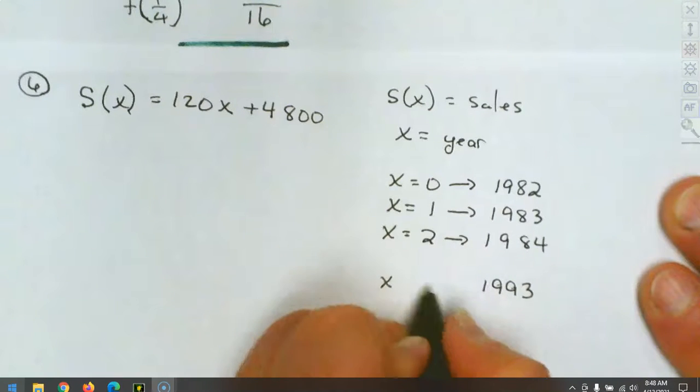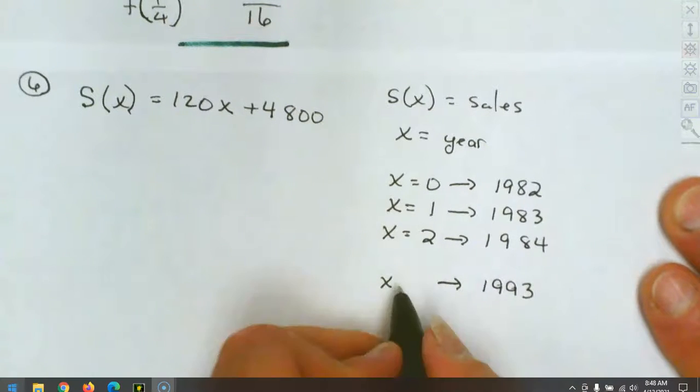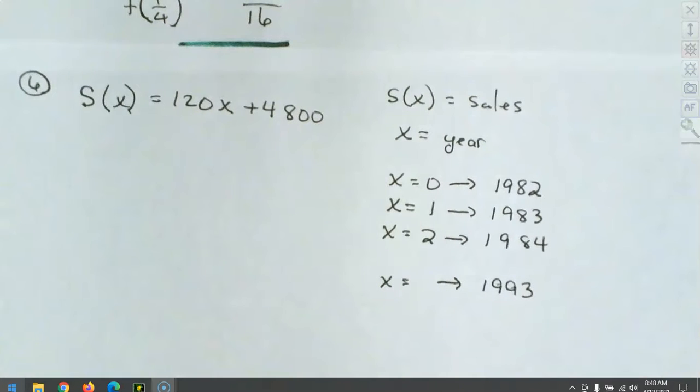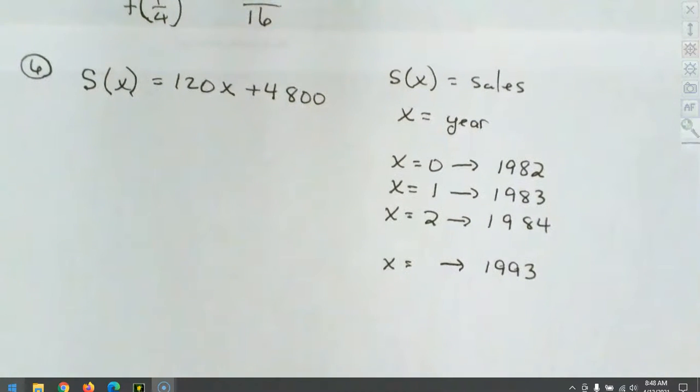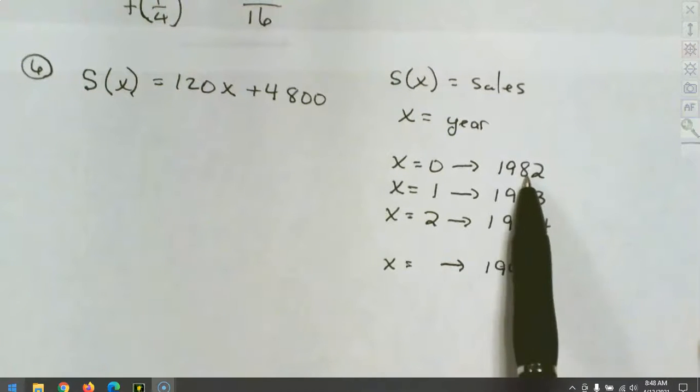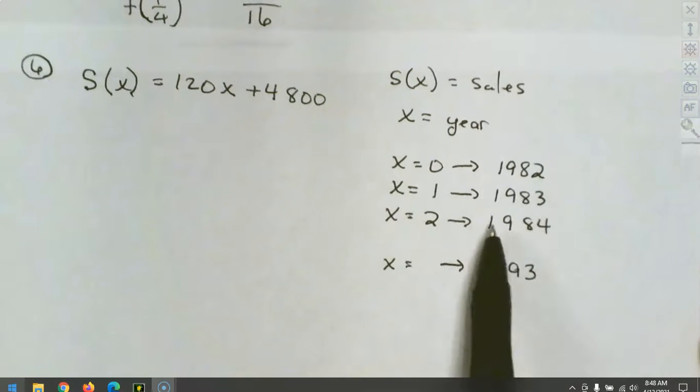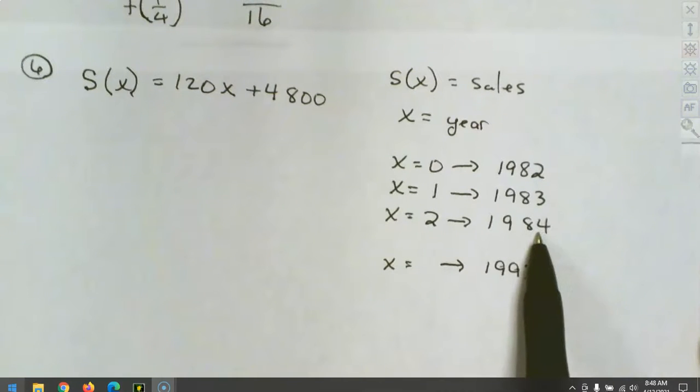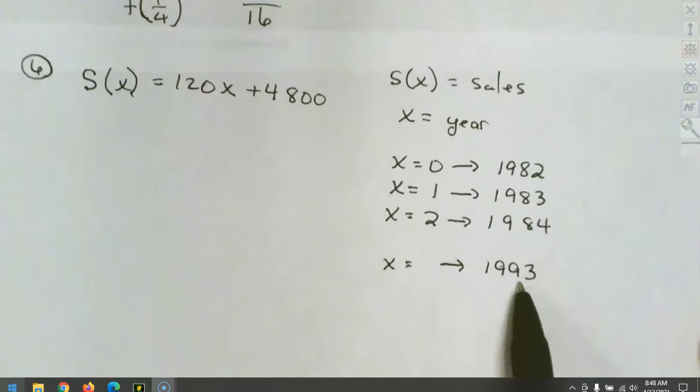So what value of x would go with 1993? And how do we figure that out? Okay, if we follow our pattern, at x equals 0, that's 1982, right? X equals 1, 83, 2, 84, and so on. If we're at 1982, how much do we have to add to get 83? 1. If we're at 1982, how much do we have to add to it to make 84? 2. So if we want 1993, what are we going to do?